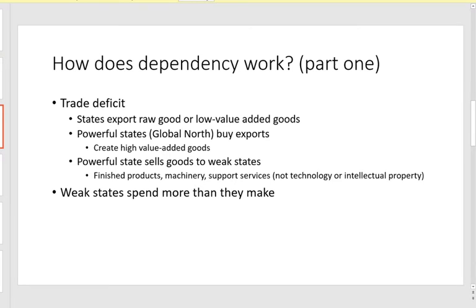So how does dependency theory work? How do we get into a position where weak states, what we'll call the global south, are sort of stuck under the global north, right? The United States, Western Europe, and even including Russia and China. China becomes part of the global north, even though they're not really in the north, but it's sort of this larger term that talks about powerful states.